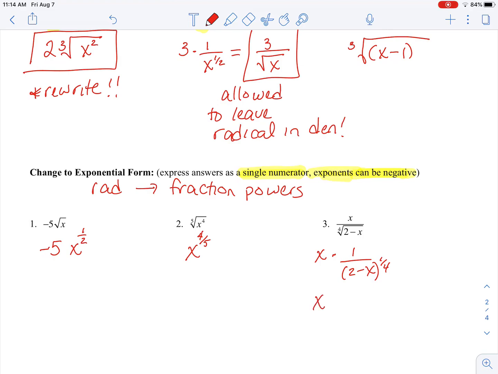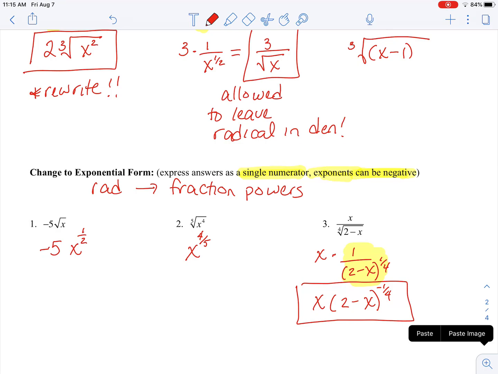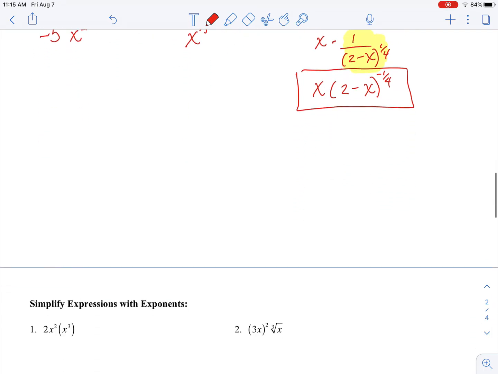And now we're going to flip this factor, okay, because we want to write it as a single numerator. So I'm going to take this factor, 2 minus x, and I'm going to bring it up and negate it. Okay, that's what we mean by a single numerator. So even though this power is positive, I can write my answer with a negative power.